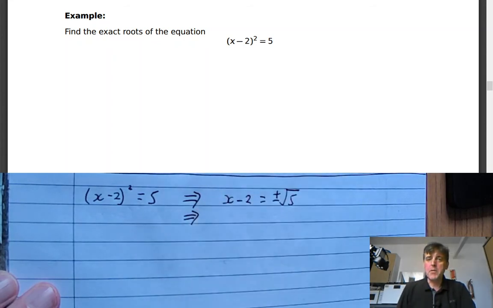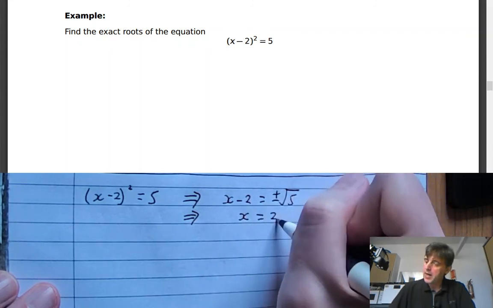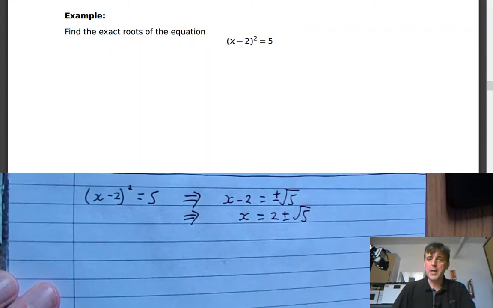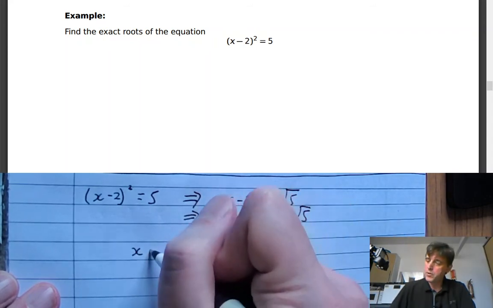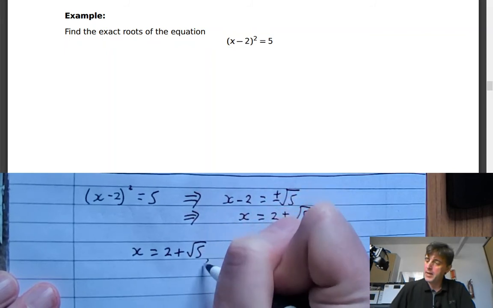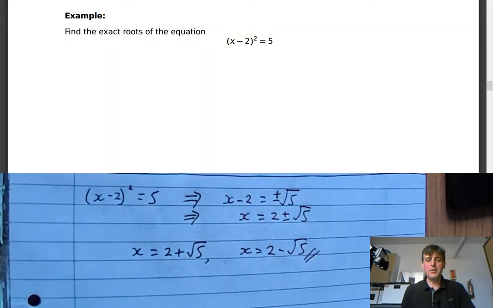Now, providing I remember the plus or minus, the next bit is easy. Add 2 to both sides, and I have my solutions here. So my roots of this particular equation are going to be x equals 2 plus root 5 and x equals 2 minus root 5. How easy was that?